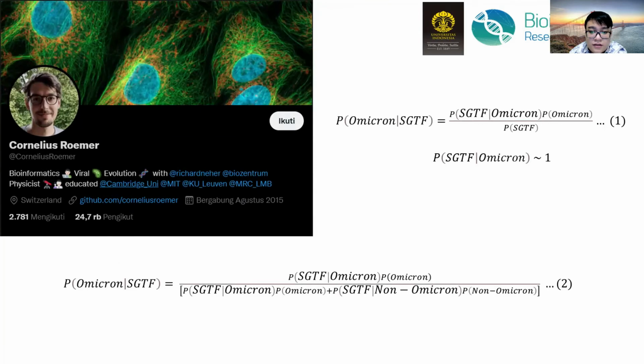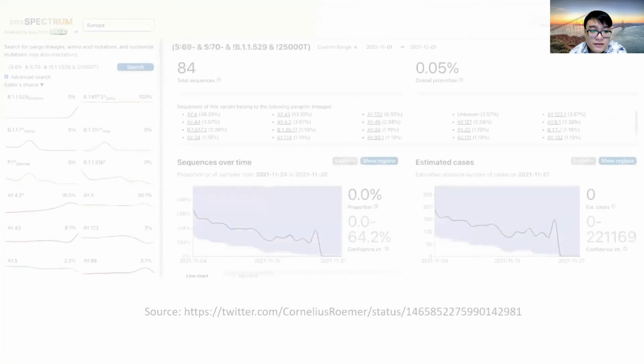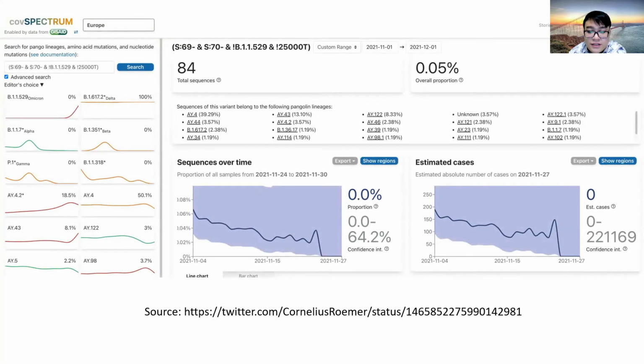Cornelius Roemer made some calculations to predict the possibility that SGTF appears as the Omicron variant. By Bayesian statistics, we could calculate the probability of Omicron variant from SGTF samples. The probability of SGTF given Omicron is equal to 1, meaning all Omicron shows SGTF. Here we can see the probability of SGTF given non-Omicron from Europe, about 0.05%.